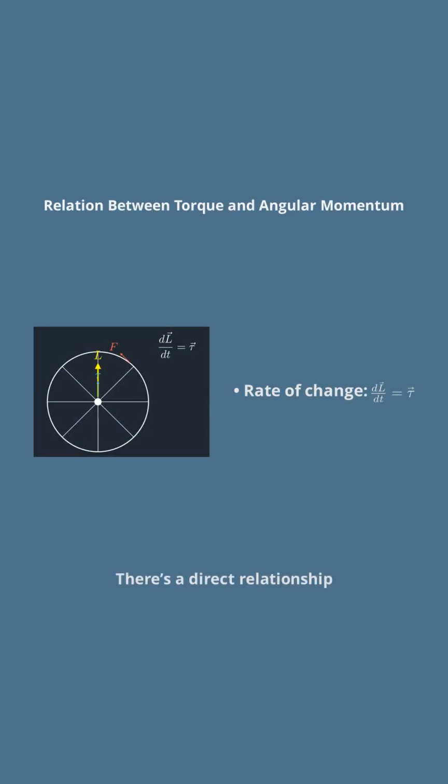There's a direct relationship between torque and angular momentum, mirroring the connection between force and linear momentum. The time rate of change of angular momentum equals the torque, dL/dt equals tau. This means that applying a torque changes the angular momentum, just as a force changes linear momentum.